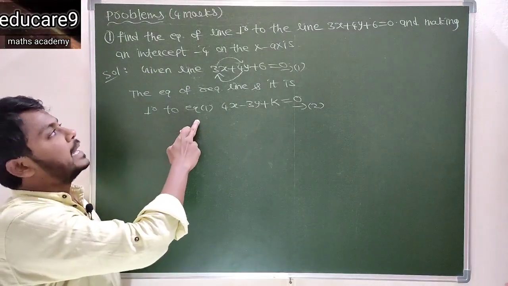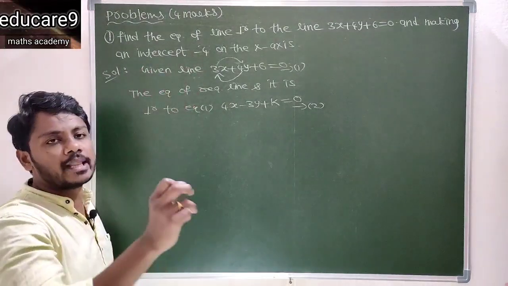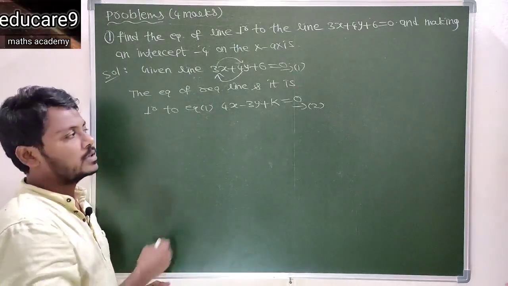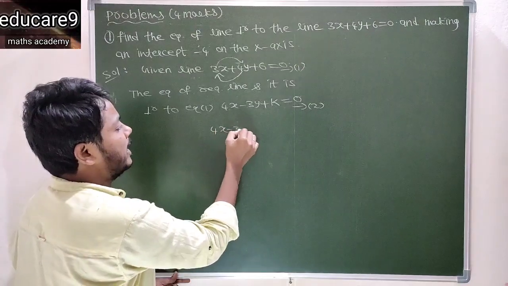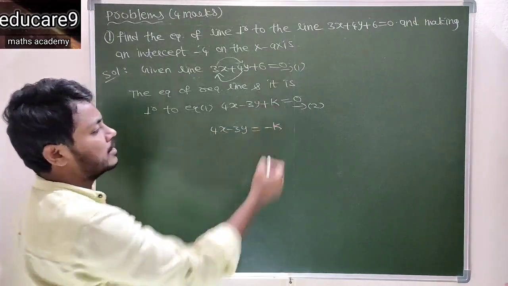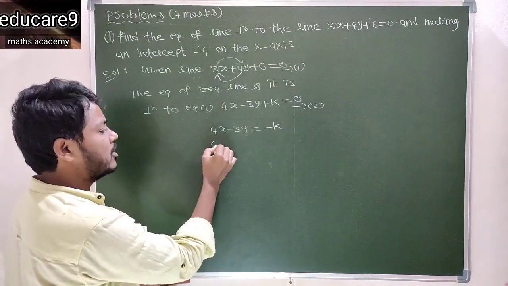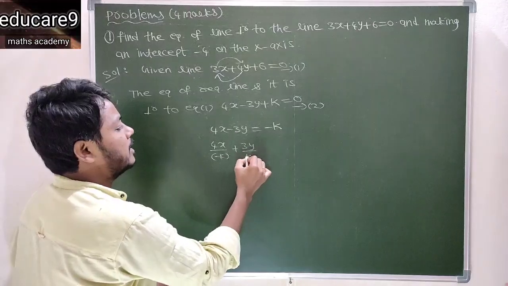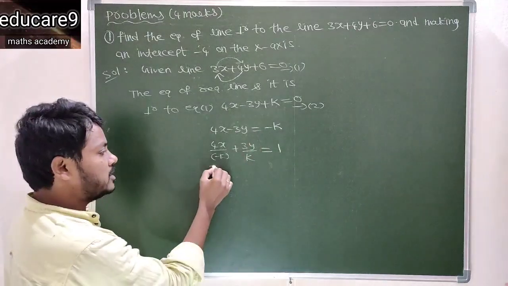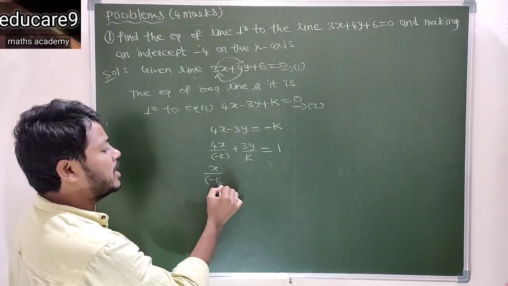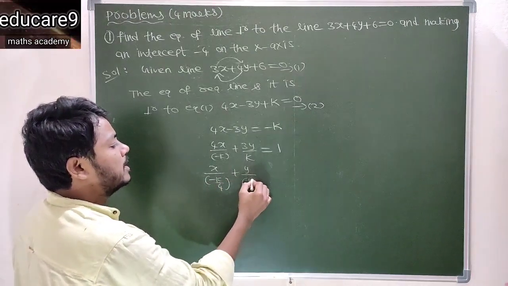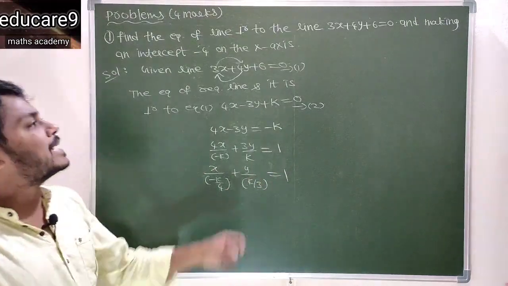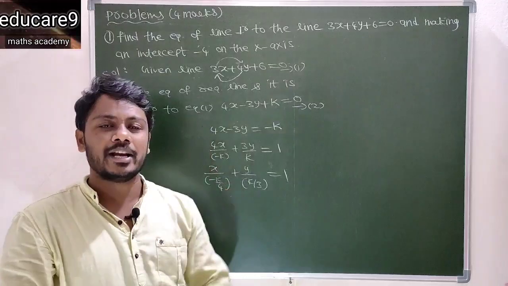And this line makes an intercept minus 4 on the x-axis. For that we have to change it into intercept form. So that is 4x minus 3y is equal to minus k. Divide by minus k, what do you get? 4x by minus k plus 3y by k equals 1. This is x by (minus k by 4) plus y by (k by 3) equals 1.